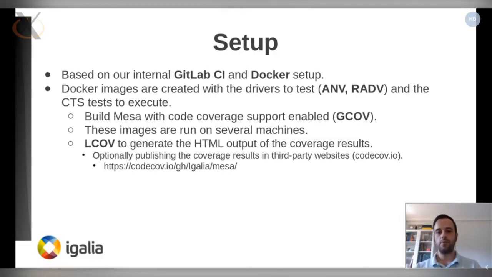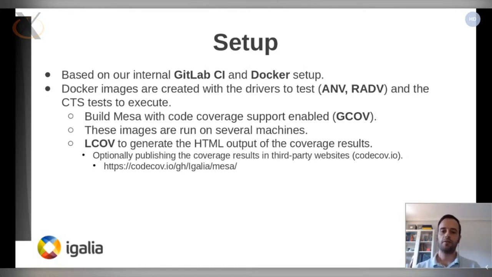First step is to create a Docker image with a Mesa build with code coverage support enabled. As we are using the GCC toolchain, we use gcov for doing that. In that Docker image, we also have the CTS build that we are interested in testing, like, for example, a specific development branch of CTS or a public release.